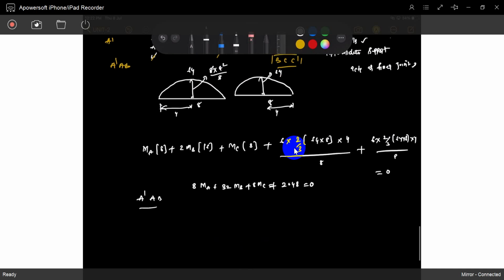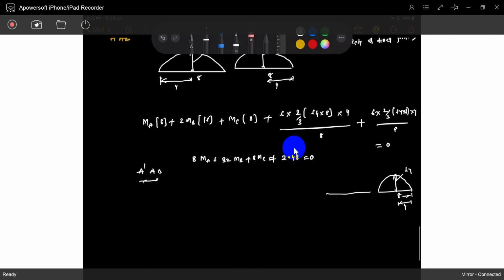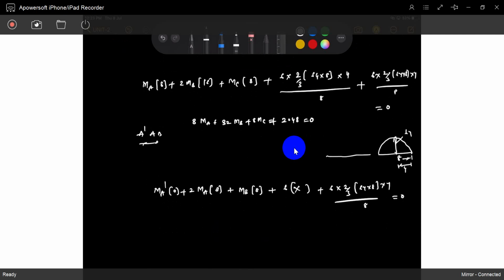Next, A dash AB. No need to draw, we know it already. This is 64, this is 8, and it's 4. So it is M dash A plus 0, 2MA plus 8MB, plus 6 times the area. Same thing, 2/3 of 64, 8, 4 divided by 8, equal to 0. That is one equation. Second equation you will get.